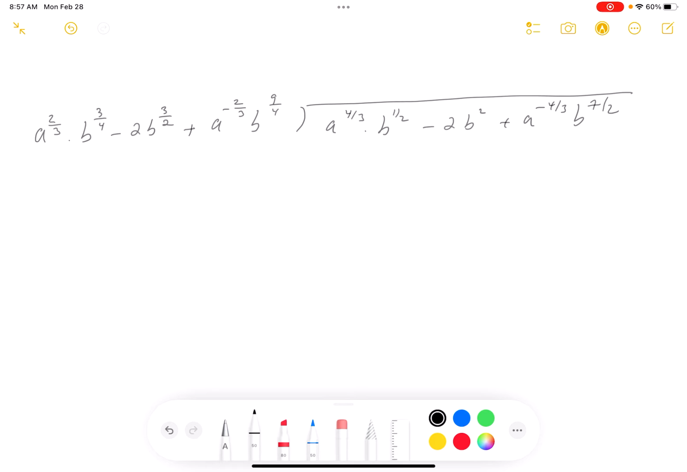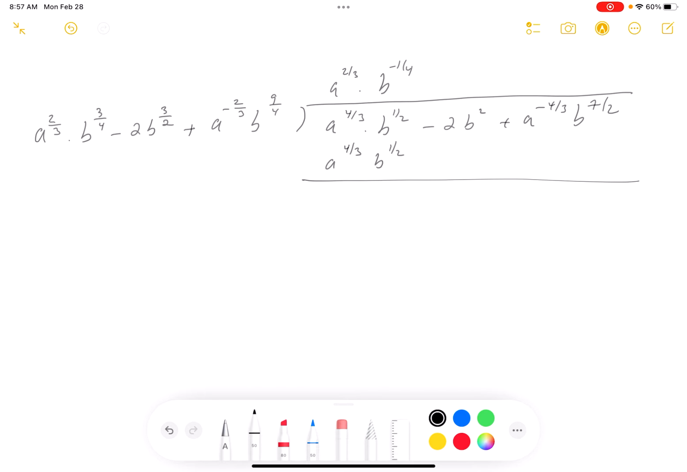So I'm going to say a to the 2/3, and I'll go through that with you, and b to the minus 1/4. And that's going to give me a match. And why do I get that? A to the 2/3 times a to the 2/3 is a to the 4/3. And b to the minus 1/4 times b to the 3/4 is b to the 2/4, which is b to the 1/2.